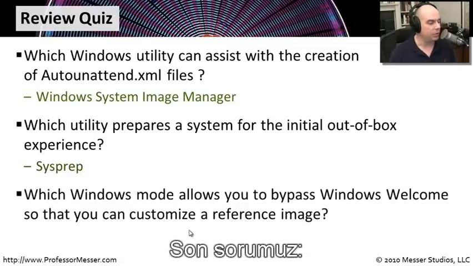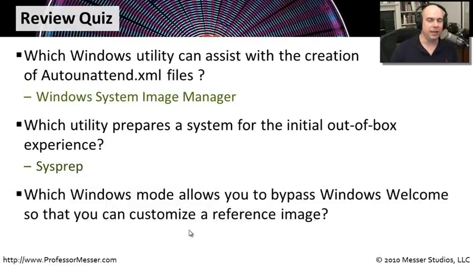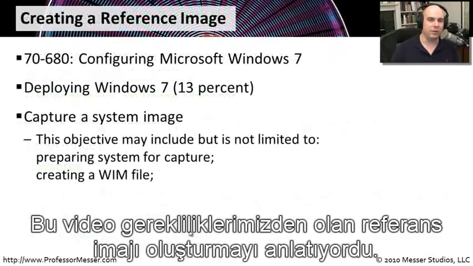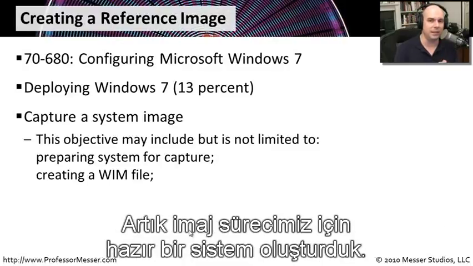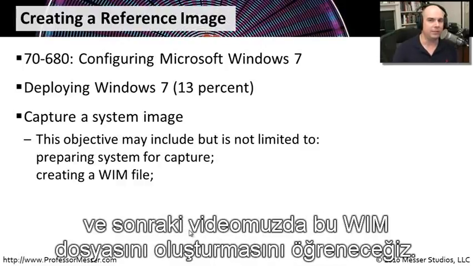And lastly, which Windows mode allows you to bypass the Windows welcome so that you can customize this reference image? And if you recall, we used our Control-Shift and F3 to get into audit mode. Well, that covers our requirements for this creation of a reference image. We've now got a system that is ready to go for our imaging process, where we've learned how to prepare an image for capture, and in our next video, we'll actually create that WIM file.